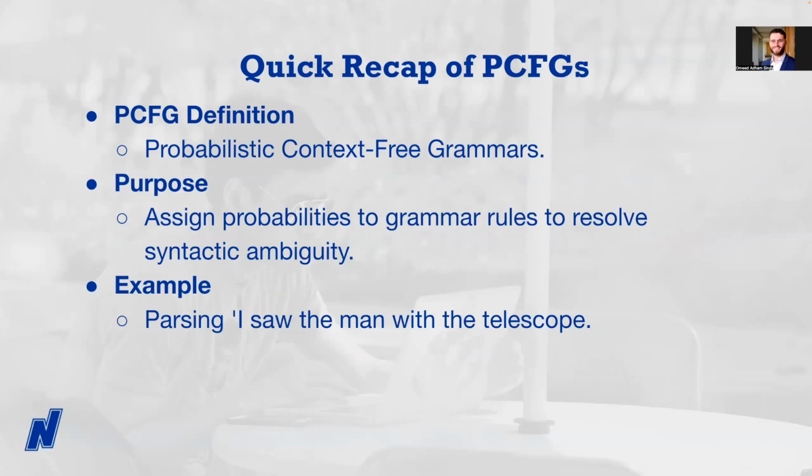Let's start with a quick recap of PCFGs, which you learned about in Week 7. A probabilistic context-free grammar adds a probabilistic element to traditional context-free grammars, CFGs, by assigning a probability to each rule. This allows us to handle syntactic ambiguity, the problem where a sentence can have multiple valid parses. For example, in the sentence, "I saw the man with the telescope," there are two possible interpretations. Either I used the telescope to see the man, or the man had the telescope. A PCFG helps the system choose the most likely interpretation based on probabilistic data.